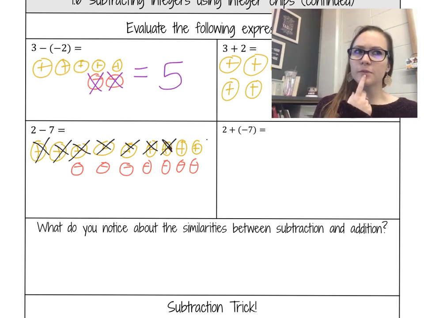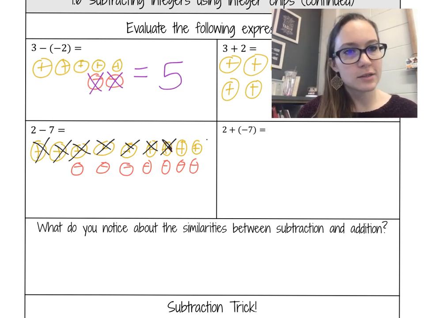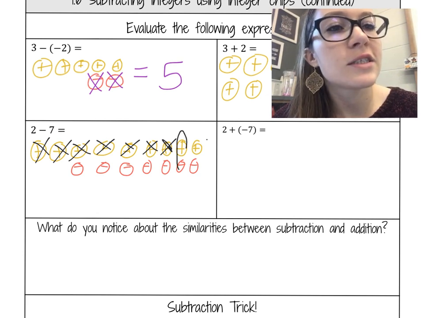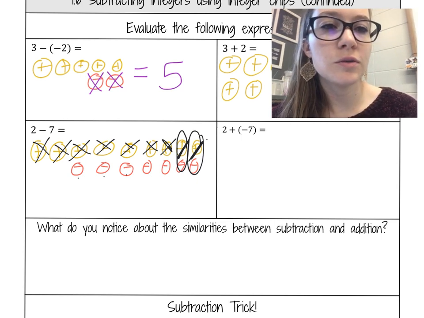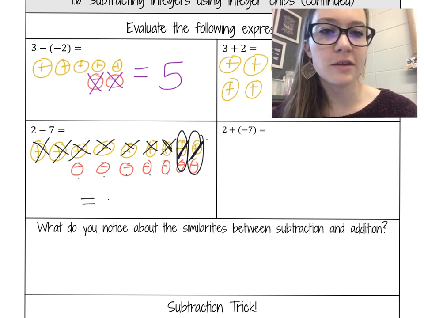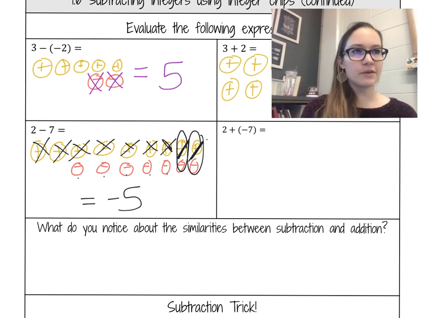Okay, oh, but I can still make 0 pairs, so I need to do that. So I'm going to circle a positive with a negative and cross it off, a positive with a negative and cross it off. We're left with 1, 2, 3, 4, 5 that are negative. So 2 minus 7 is -5.